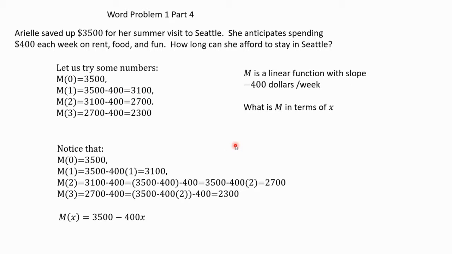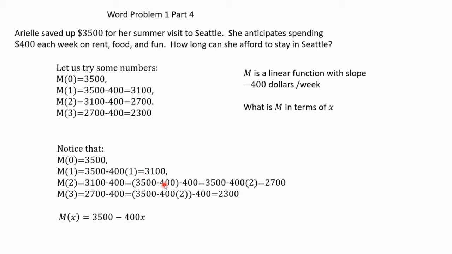But now the question is, okay, what's a formula for m? Well, the calculations can tell us that. Namely, we know m of 0 is 3,500. After week 1, she has 3,500 minus 400 times 1. So this is x equals 1. It goes here. And now for week 2, we know it's 3,100 minus 400.